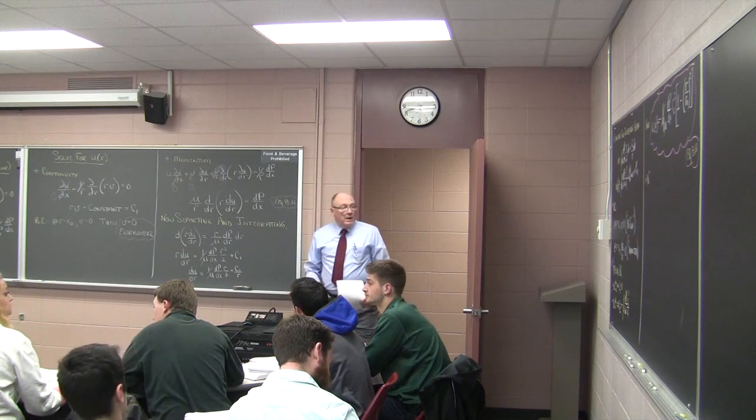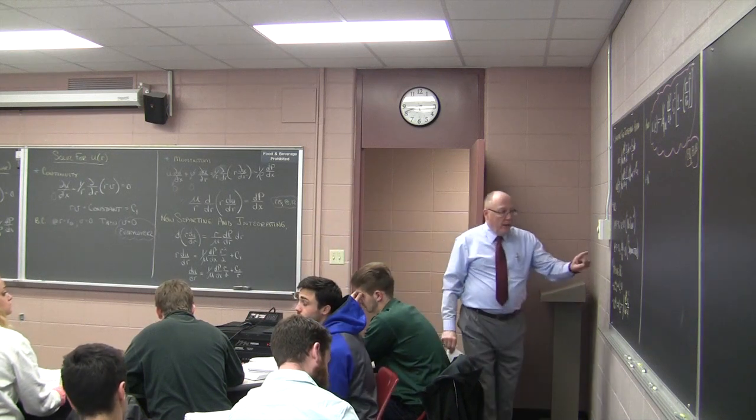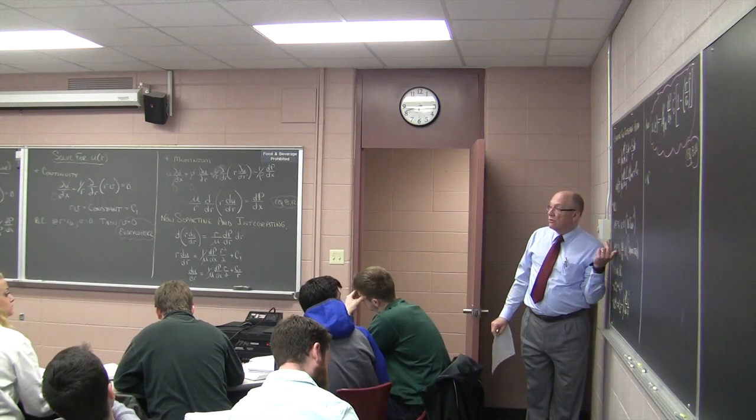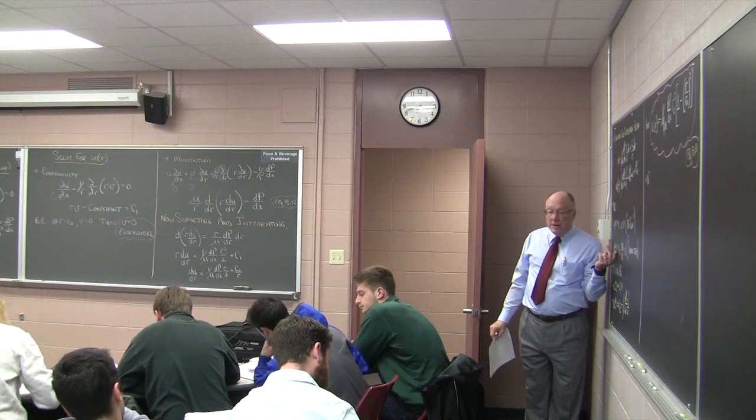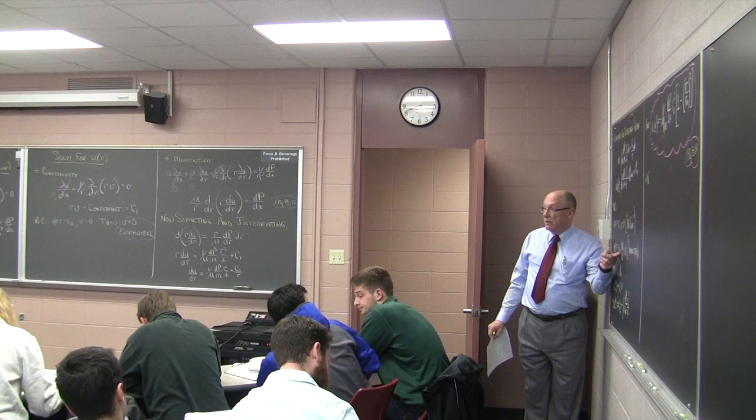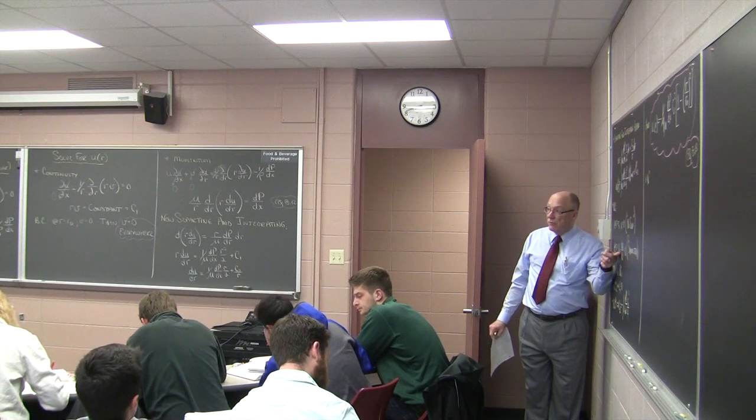R0 for them? Boundary condition number 2. At the center, r is equal to 0, the center line. At r equal to 0, du/dr is equal to 0 because that's a symmetry condition.